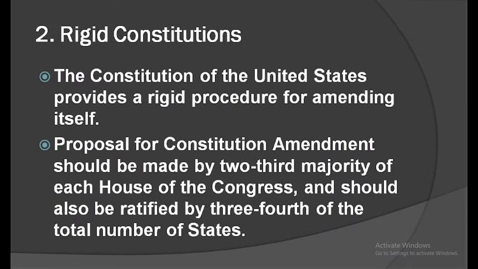Now, the second point is rigid constitution. The Constitution of the United States provides a very rigid procedure for amending the Constitution. So, in case there has to be a constitutional amendment, first the proposal should be passed by a 2/3 majority in each house of the Congress, that is the House of Representatives and the Senate, and should also be later ratified by 3/4 of the total number of states.